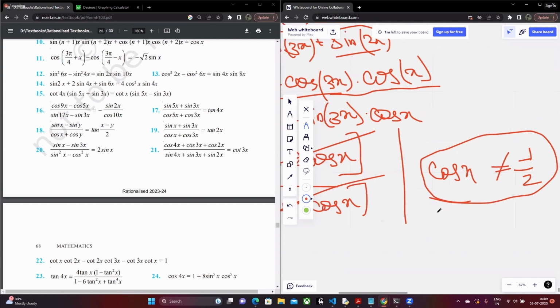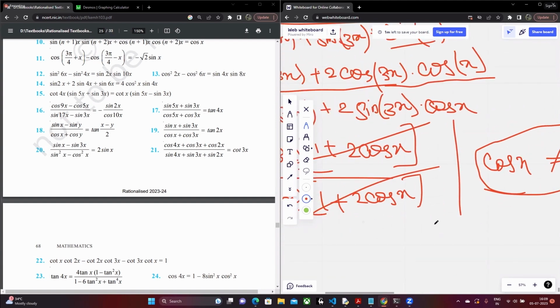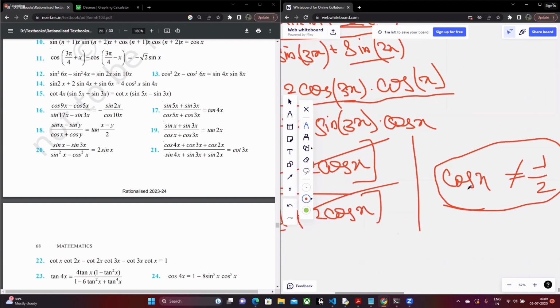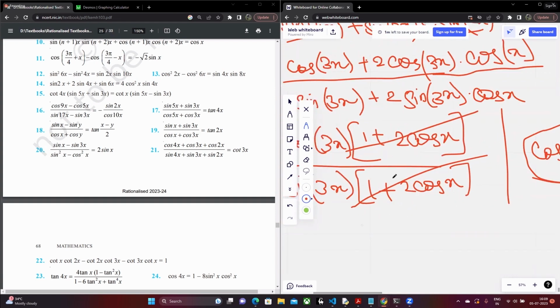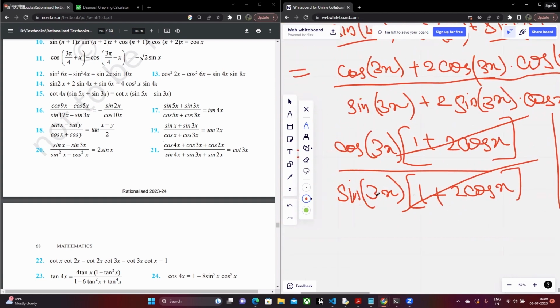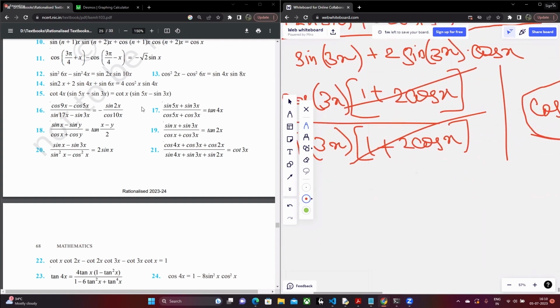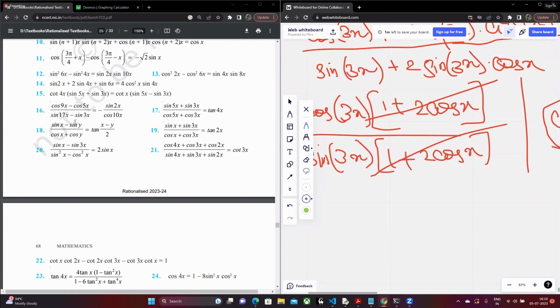You can only cancel it out if the denominator is not 0. Remember that, right? So cos x should not be equal to minus half. If cos x is minus half, then you can't cancel it out. You get a 0 by 0 form, which is not real, right? And anyway, you have to make sure in every case that the denominator is non-zero. But that's a different matter altogether.